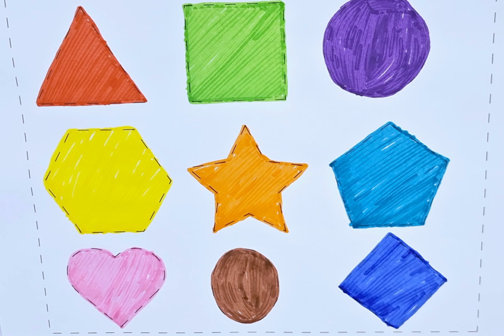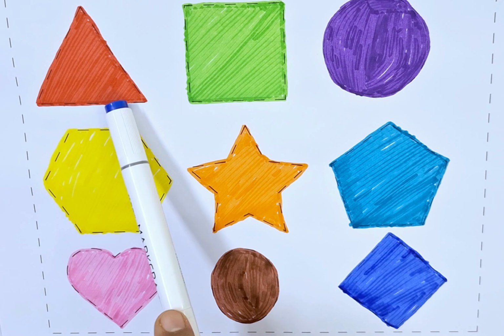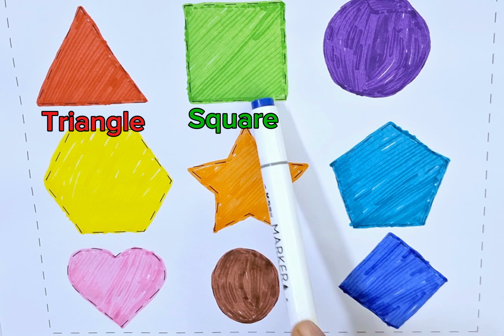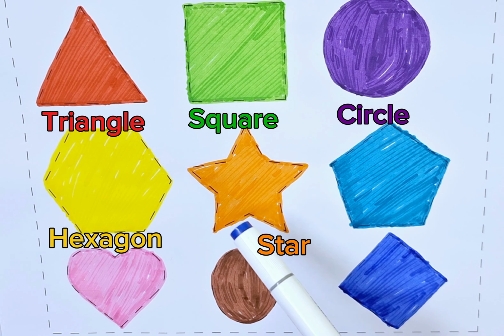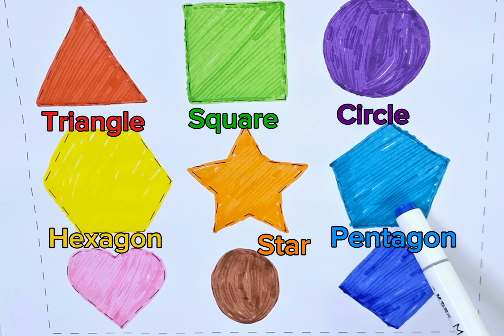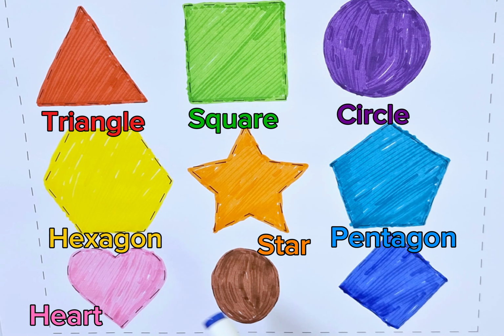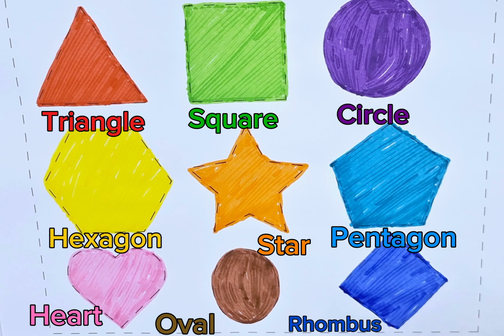Let's learn the shape again. This is a triangle, square, circle, hexagon, star, pentagon, heart, oval shape, and a rhombus.